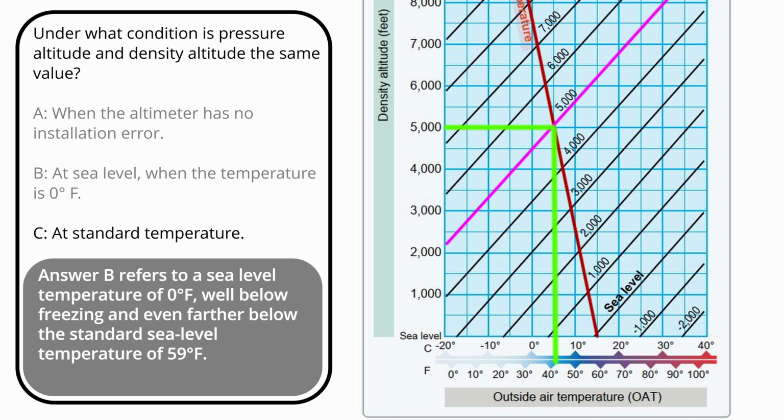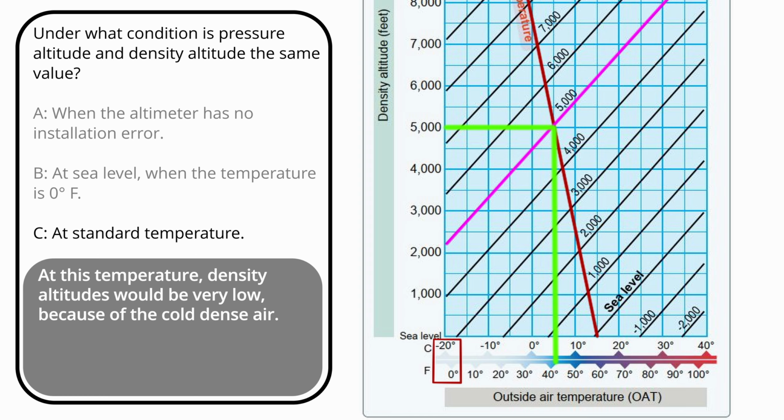Answer B refers to a sea level temperature of 0 degrees Fahrenheit, well below freezing, and even farther below the standard sea level temperature of 59 degrees Fahrenheit. At this temperature, density altitudes would be very low because of the cold, dense air.